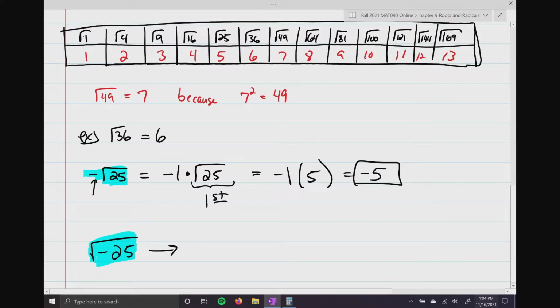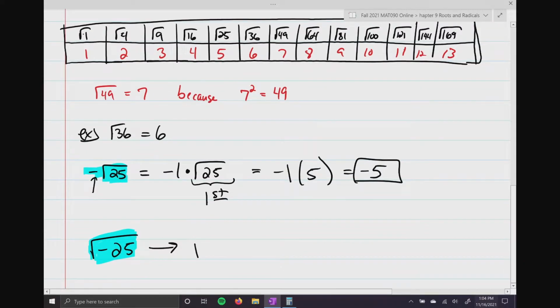Negative 25 is not on your table above, and that is because the square root of a negative number is not a real number. Even if you got a calculator and tried to do it.